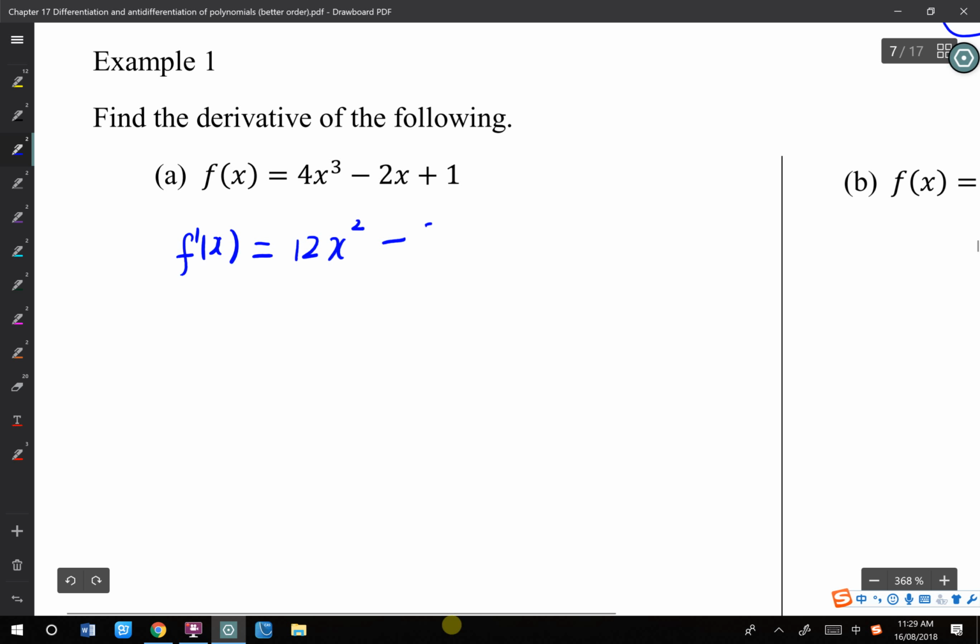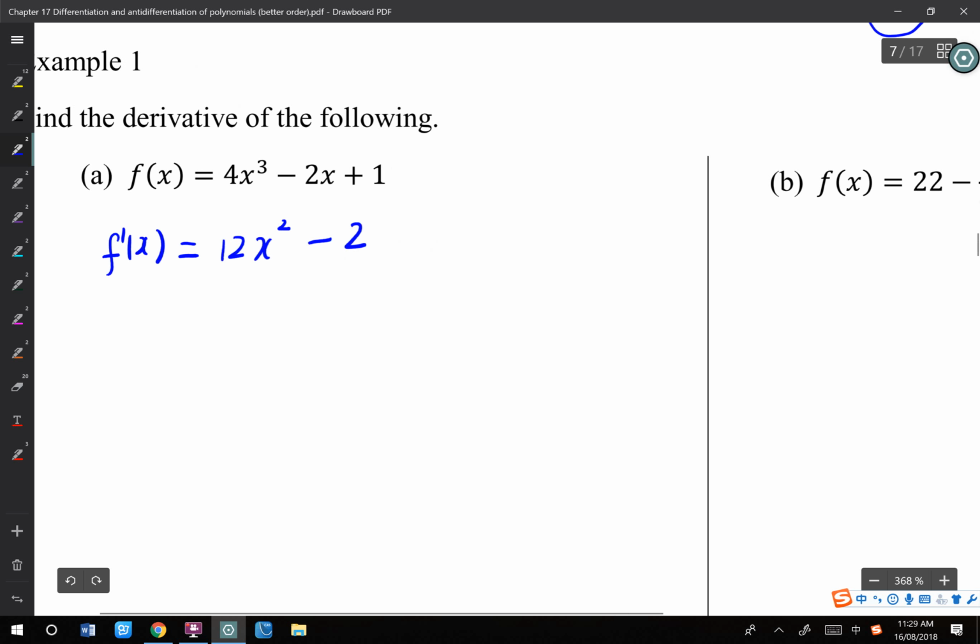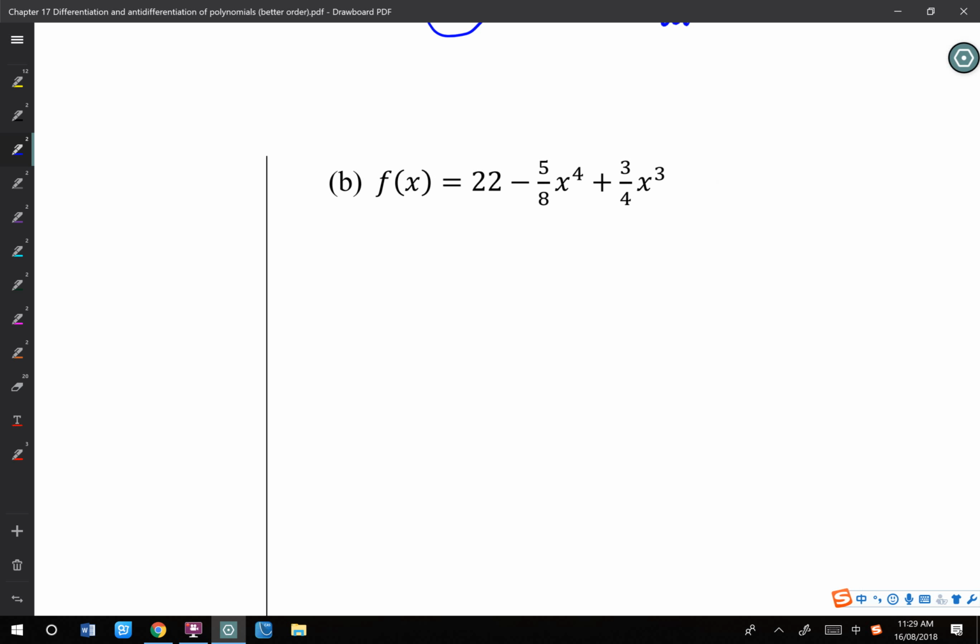12x squared minus 2. That's correct. Easy. Okay, what's the derivative for that one?